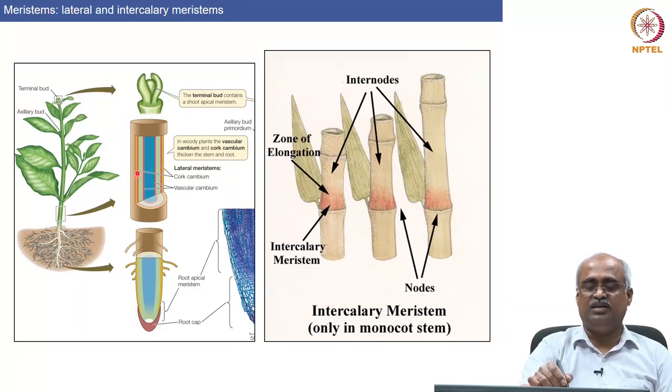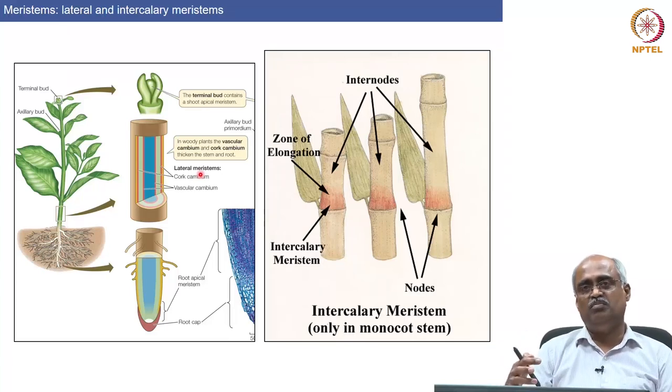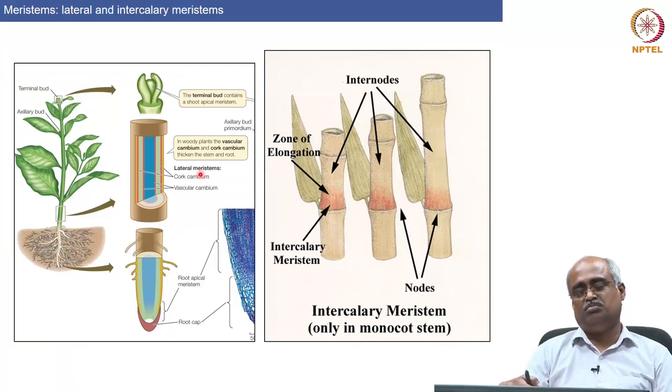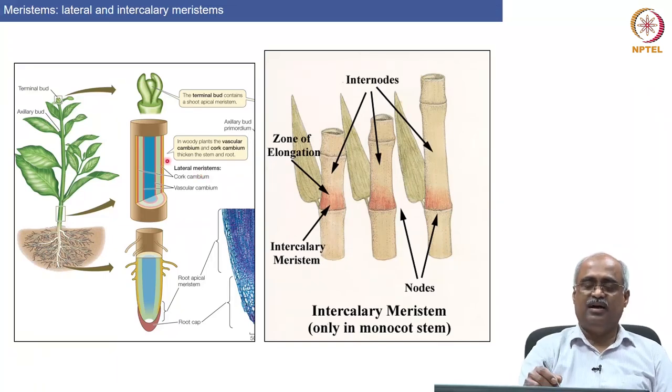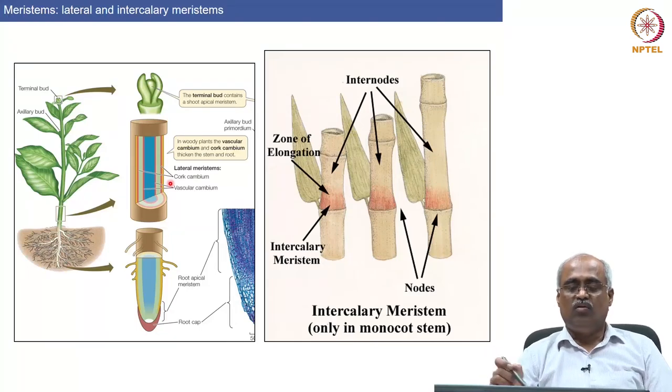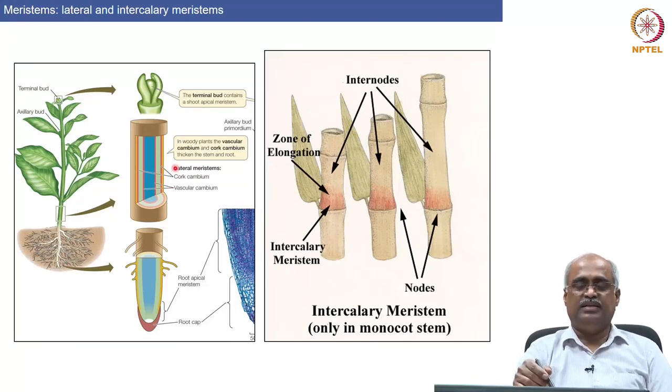Okay, the cork meristem, that is the cork cambium, is the outer one. And then you have the vascular cambium, that is inside. And these two meristematic layers are called the lateral meristems, and they help in the increase in the width of the stem. So that is another set of meristems that work in the plants and contribute to growth.